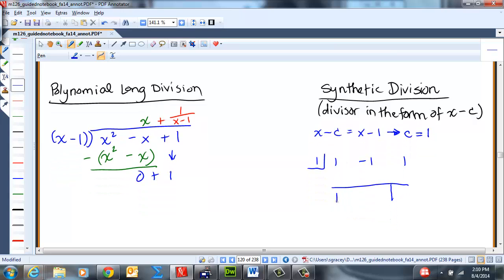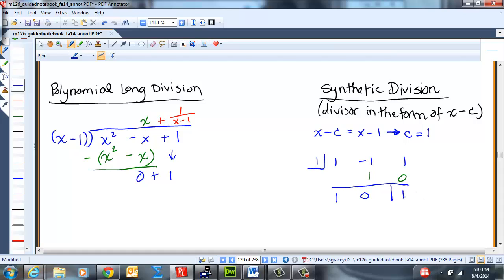So when we bring this 1 down, remember that you go across. So 1 times 1 is 1, so you put it into the next column. Negative 1 plus 1 is 0. So then you do 0 times 1 is 0. And then 1 plus 0 is 1.